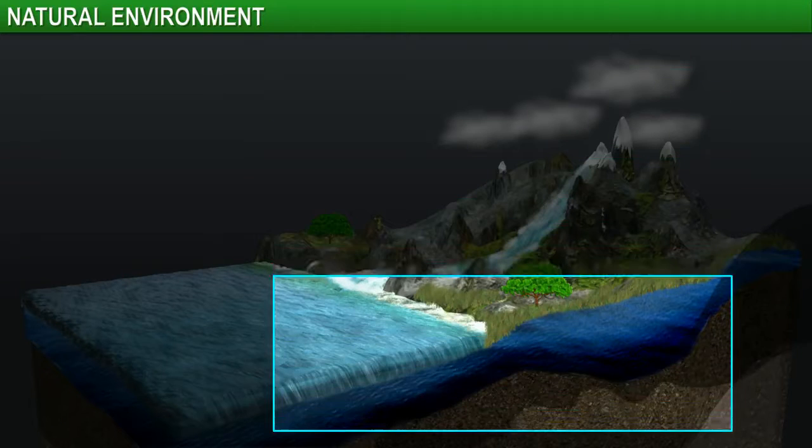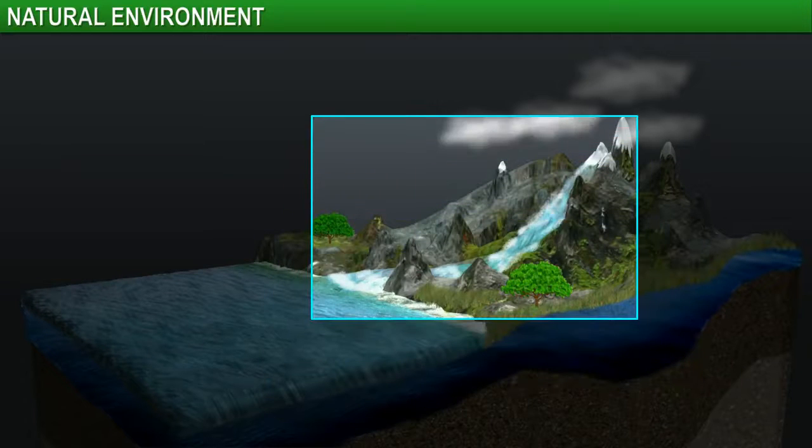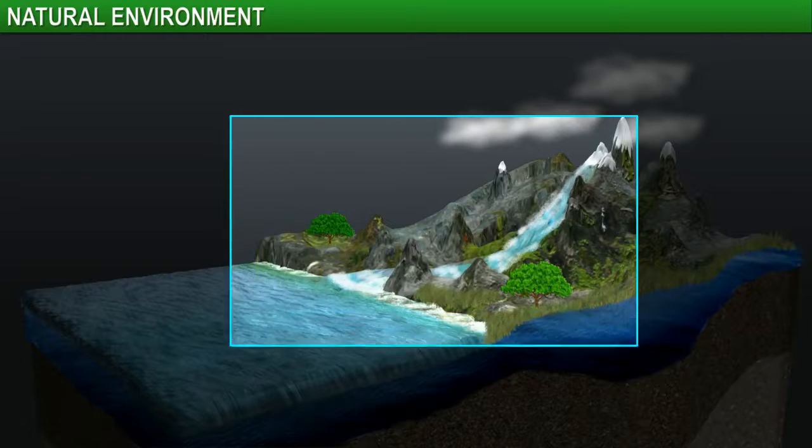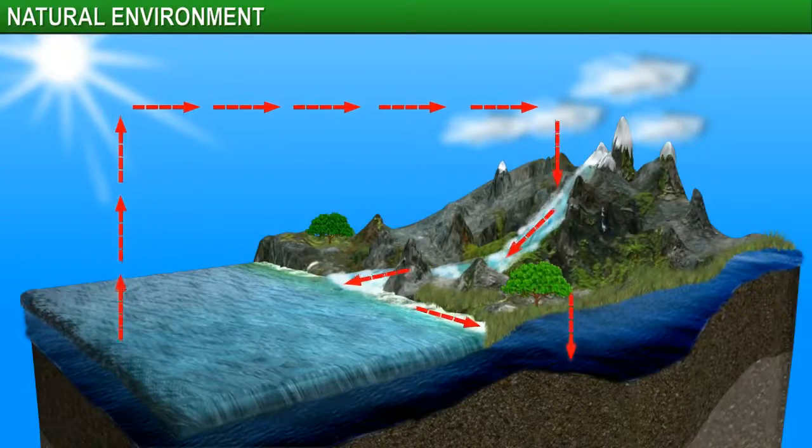Some of the water that falls to the ground gets absorbed, some evaporates, and some flows into streams, lakes or rivers, and flows back into the oceans. As you can see, the water cycle is thus completed.